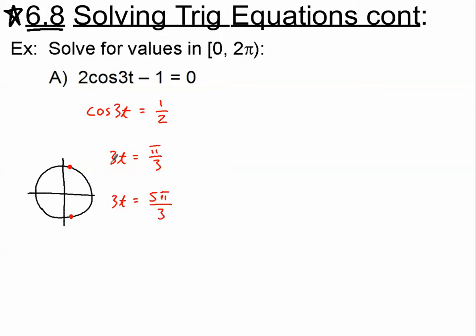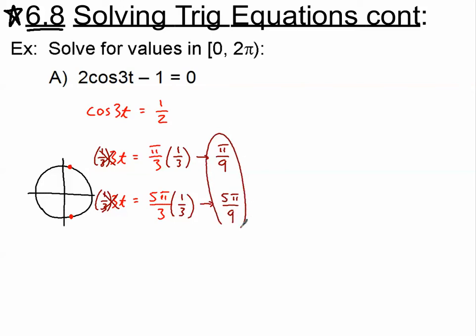Now we're actually not finished because we still have the 3 here. Let's multiply by 1/3 on both of these. So 1/3 and 3 go away, and it looks like our answers are going to be pi times 1 divided by 3 times 3, so pi over 9 is one of our answers, and 5 pi over 9.